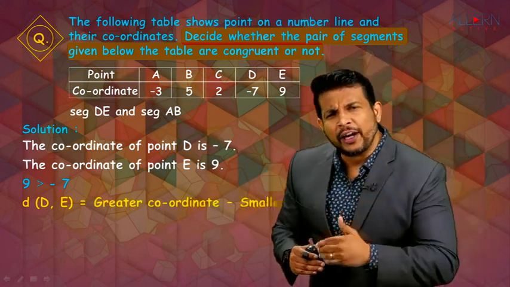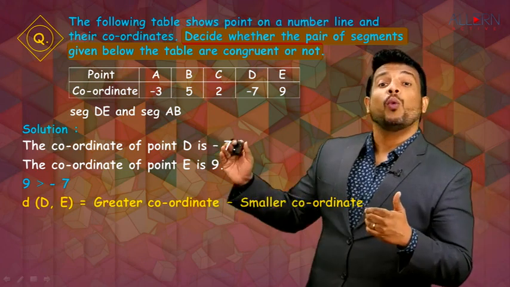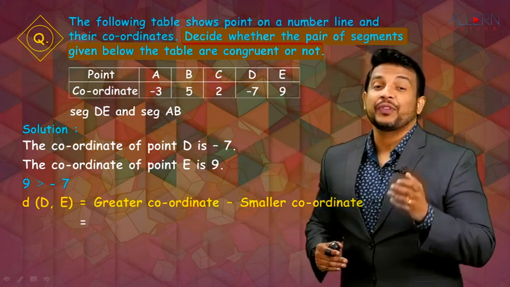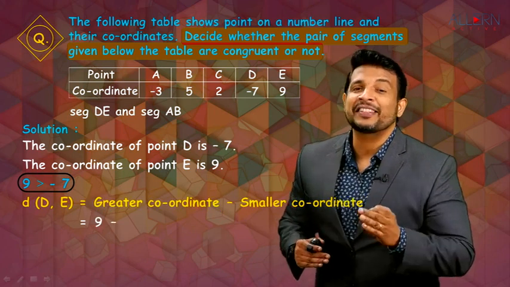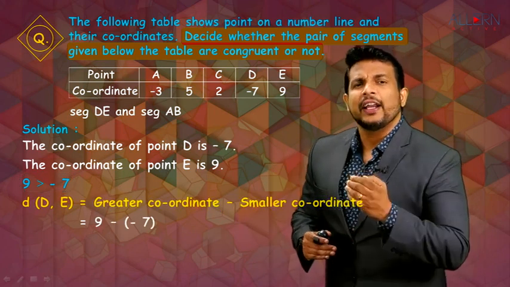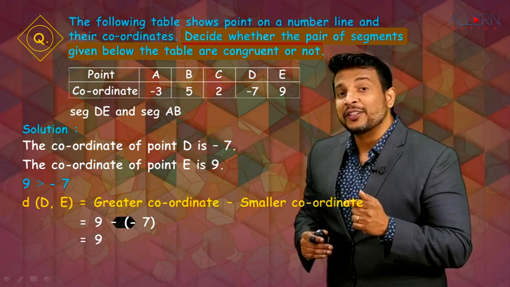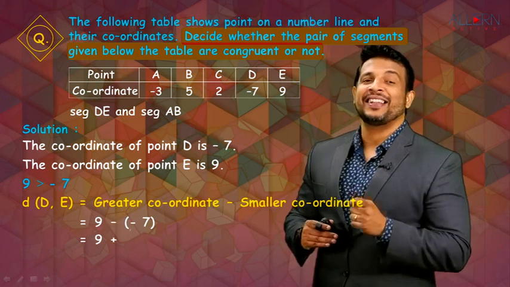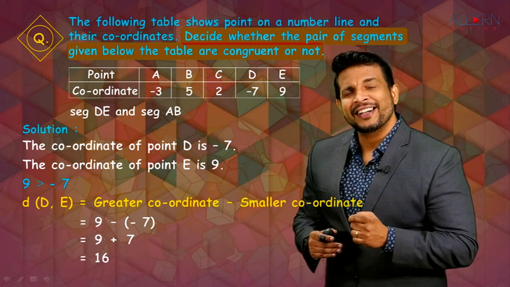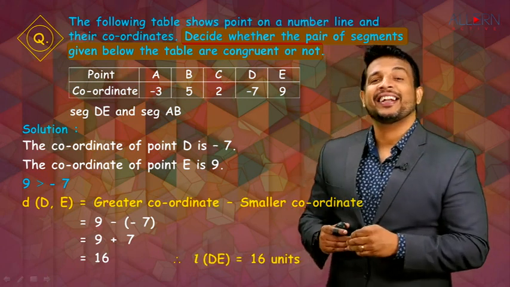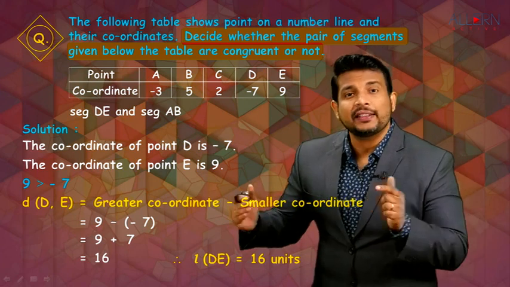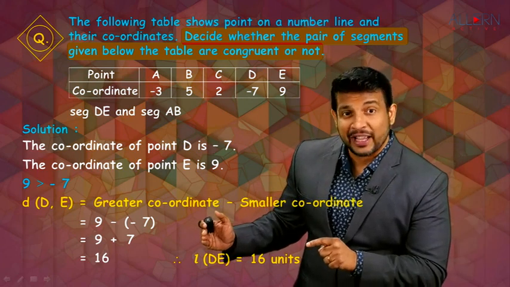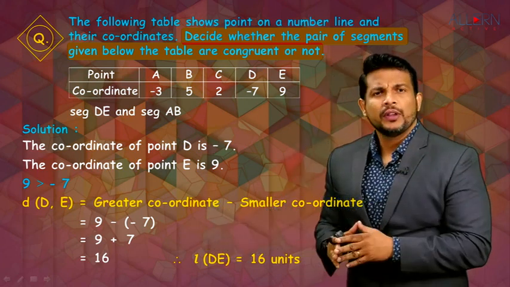So the distance between D and E, what is that? Greater coordinate minus the smaller coordinate. The greater coordinate is 9, minus the smaller coordinate, which is -7. So what do we get here? 9 minus into minus is nothing but plus, so we get +7. 9 plus 7, how much is that? It is 16. That means the distance between D and E is equal to 16. That means the length of segment DE is 16 units. So we got the length of DE.